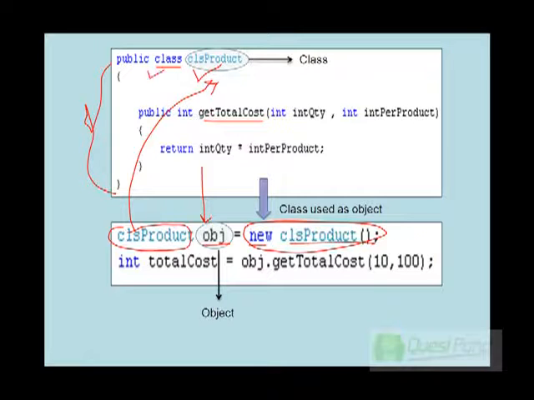So to define a class, you use the class keyword, and to define an object of that class, you use the new keyword. Once the object is created, you can then make calls to the functions. Over here, when I created the object called obj, I can now call the function in the object by saying obj.getTotalCost, give whatever the value is, and get the output.